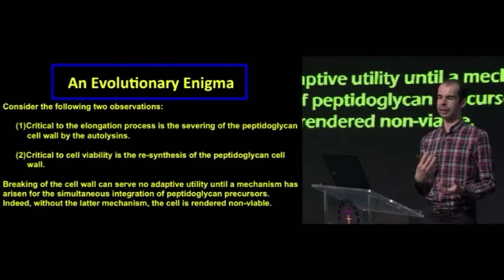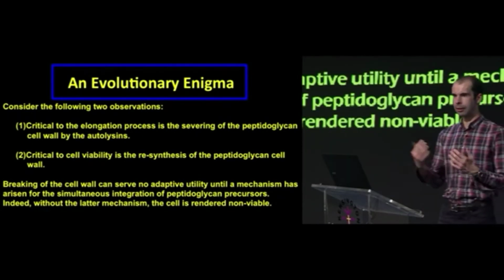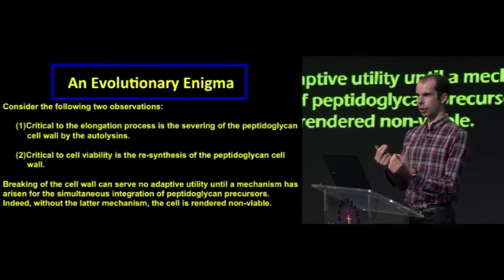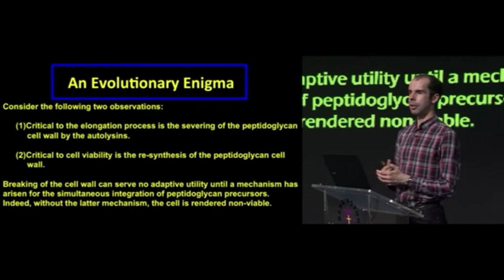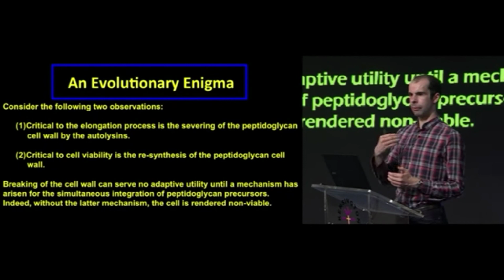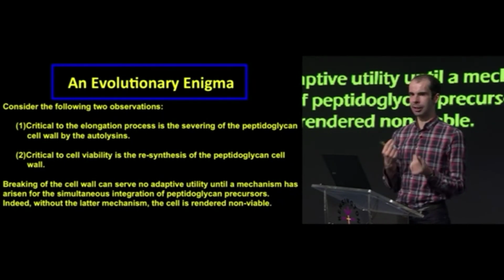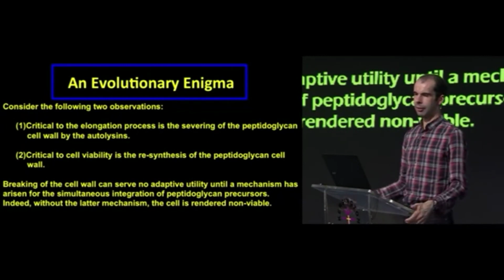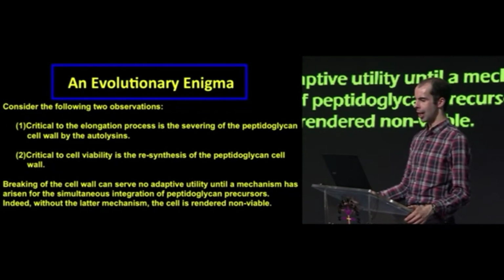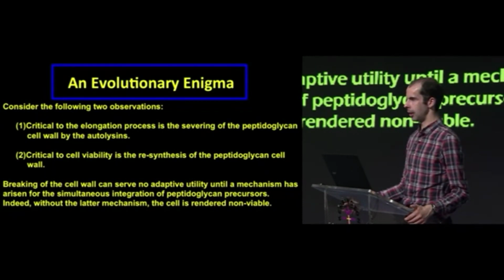So you have an irreducibly complex system, because in order to elongate, you have to break and sever the cell wall, right? But if you don't rebuild, the cell is non-viable. So you have to have the mechanisms together, and so that's an irreducibly complex system. That's a tremendous challenge to the evolutionary hypothesis.